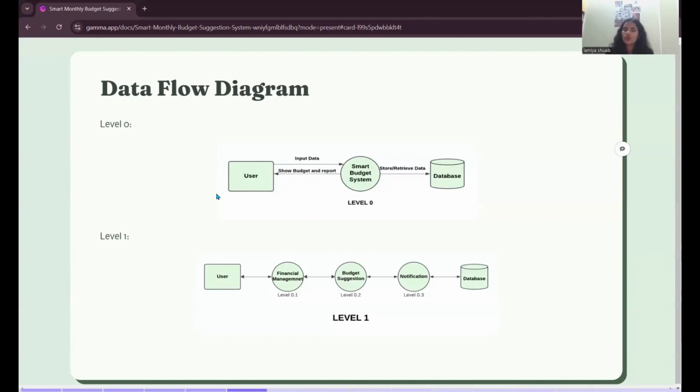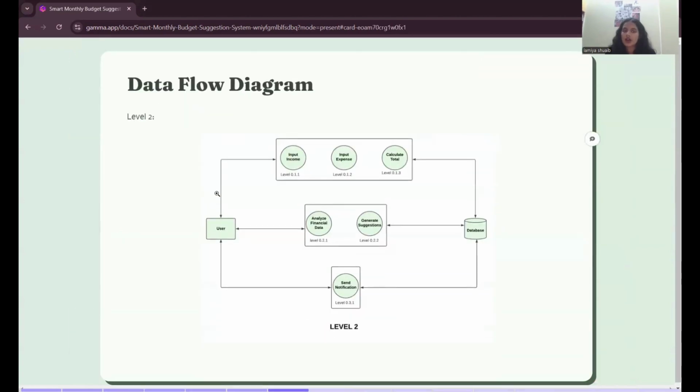Now we have shown a double-sided arrow just to show how the data flows. It's not just from user to database. If the user wants to retrieve data, it is coming back towards the user. So even if it is regarding his notification alerts or his budget or how his financial data is being stored, everything is stored in the database. So he can retrieve everything, and that is why we have provided a two-way flow diagram.